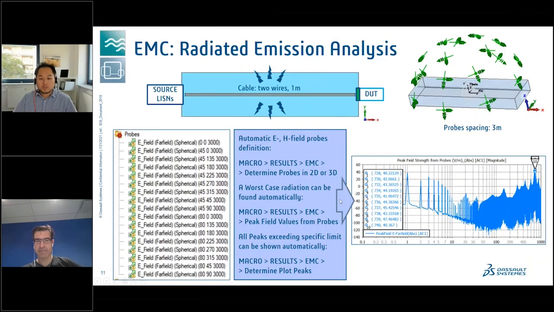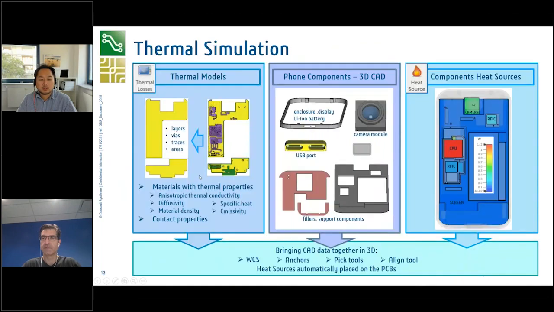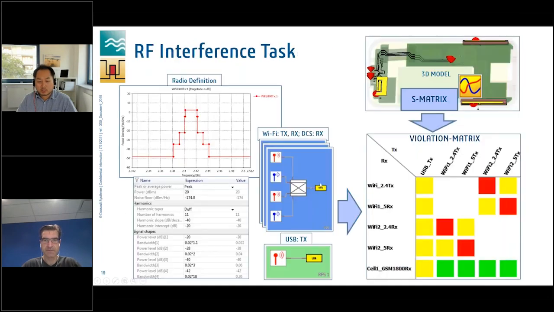And so the conclusion of this is that the unique feature we have is a 3D simulation. From the 3D we go to the circuit, and then afterwards we go back again. So this is one of the unique features, and I will skip this because time is running out now.